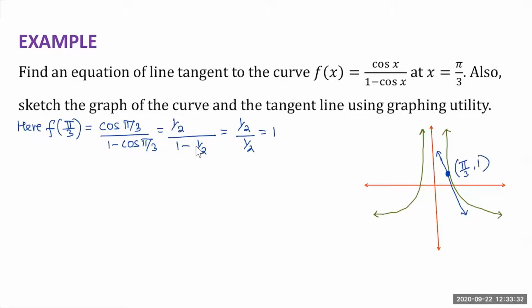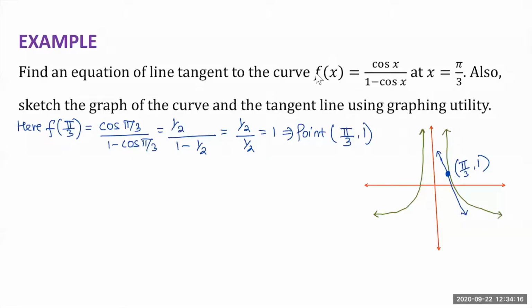So it is pi over 3 comma 1. That is the point. The point at which we are calculating the tangent line is pi over 3 comma 1. We need the point and the slope. Next step is to find the slope.